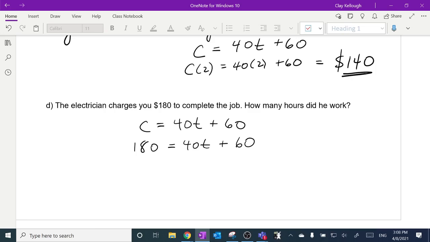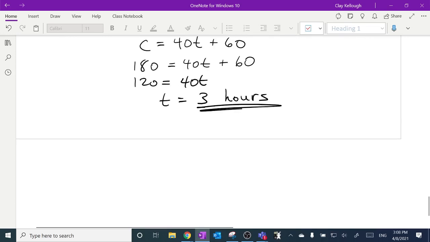Okay, we got to solve that. That's algebra, right? I minus 60 from both sides. I divide both sides by 40, and t is equal to 3 hours. And that's it. All right, I'm going to shut off the video.